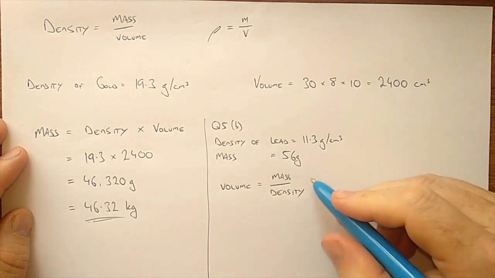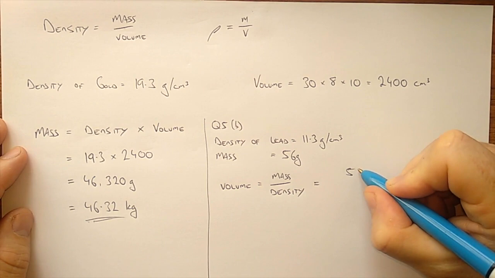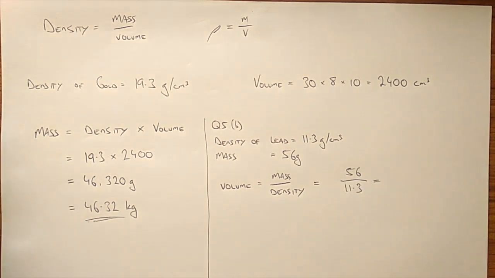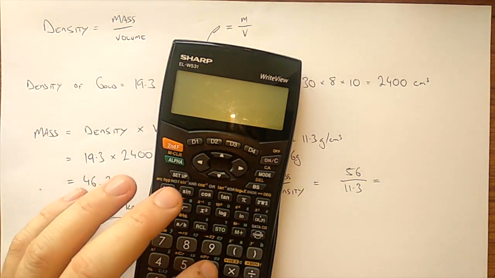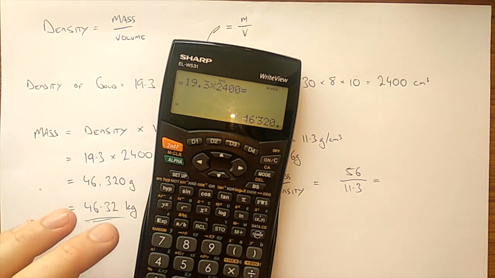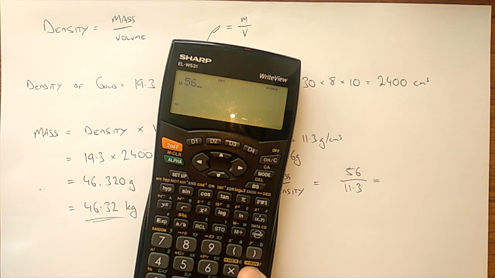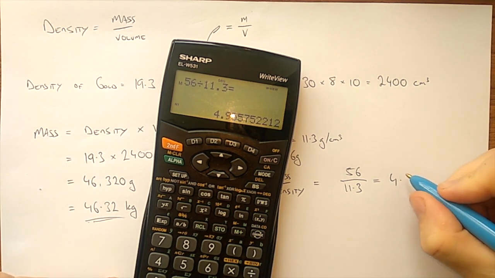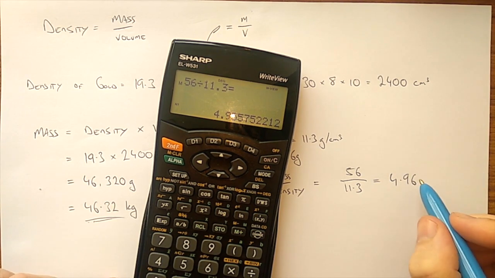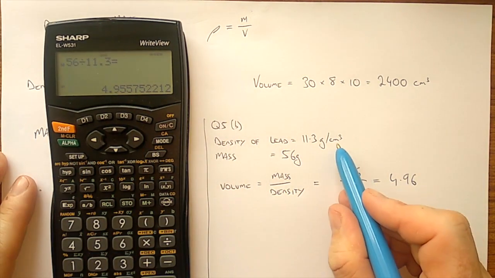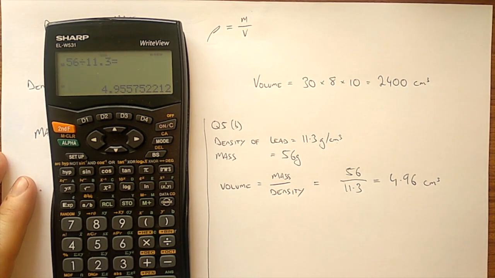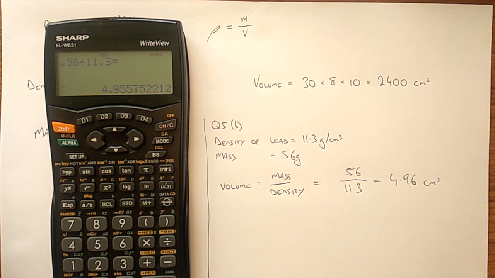So let's put our mass in. Again, we're in grams per centimeters cubed. 56 over 11.3, and that equals, back to calculator time, 56 divided by 11.3. There we go, 4.96, I'm going to round to 2 decimal places. 4.96 what? Well, I'm in centimeters, so that's centimeters cubed. So 4.96 centimeters cubed is quite a small little bit of lead, which is what we'd expect.